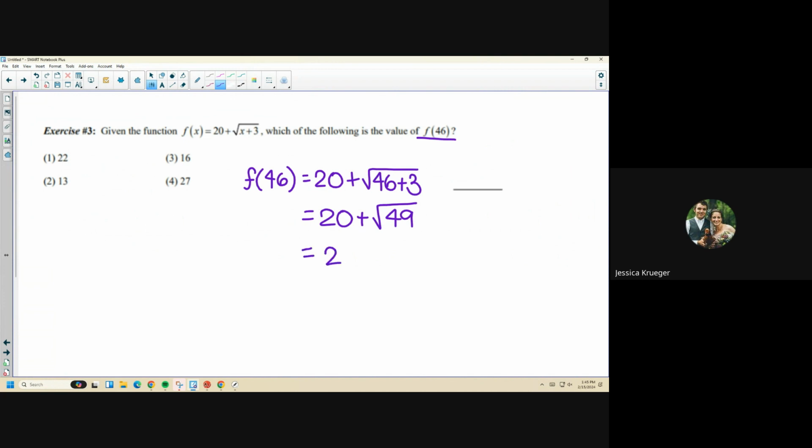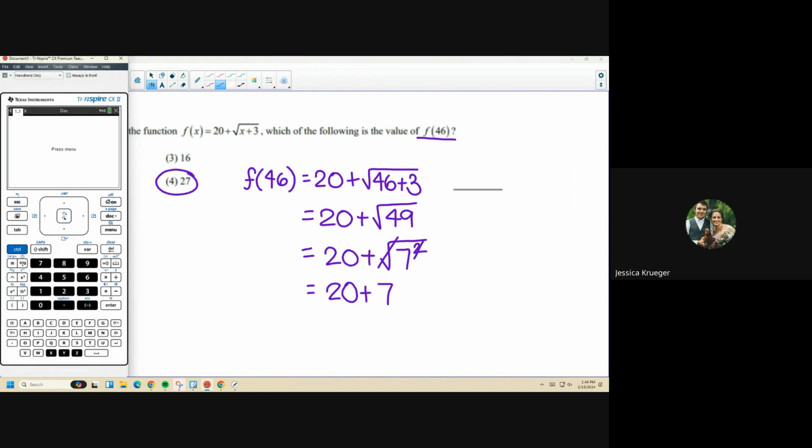Well, I can rewrite the square root of 49. 49 is 7 squared. So this becomes 20 plus the square root, and the squared are inverses, so they cancel. And I end up just with 7. 20 plus 7 is 27.